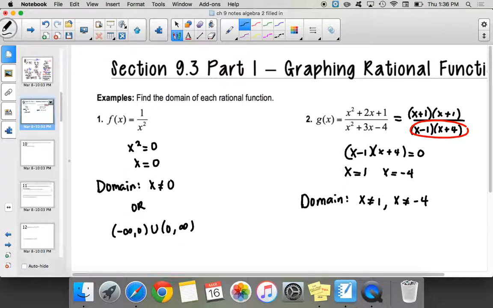Can we just write x is not equal to 1, comma -4? Yeah, you could just put not equal to 1, comma -4. Okay, so when you write that, you're assuming that they're real numbers. So it's all real numbers except for these two. Okay, easy enough.